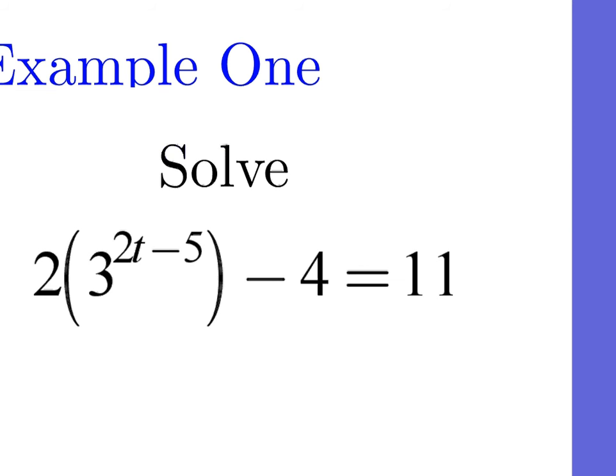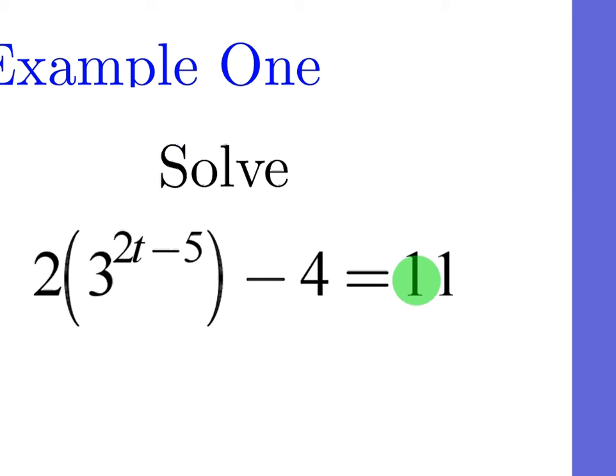First example right off the bat, we have 2 times parentheses 3 to the 2t minus 5, minus 4 equals 11. So let me explain why you can't solve this one by hand.